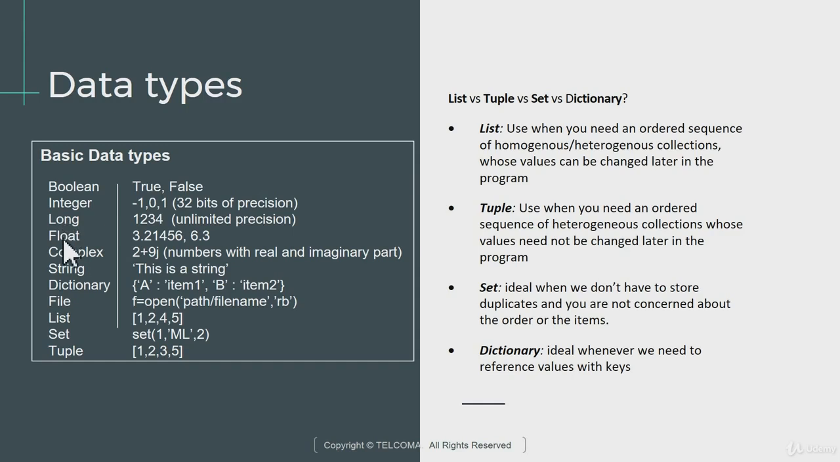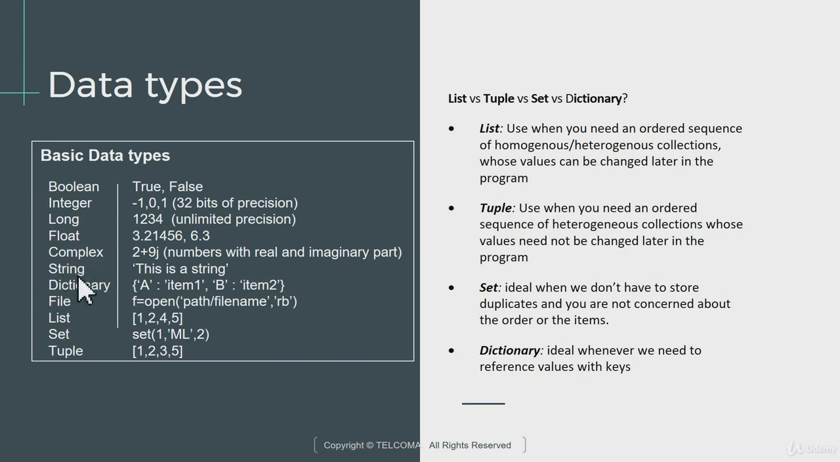Float would actually be the decimal value: 3.2, 6.3, or 1.456, and so on. Complex numbers are the numbers with a real and an imaginary part. Complex numbers do have a lot of use cases where they have to be used, but for this module, we'll temporarily ignore the usage of complex.